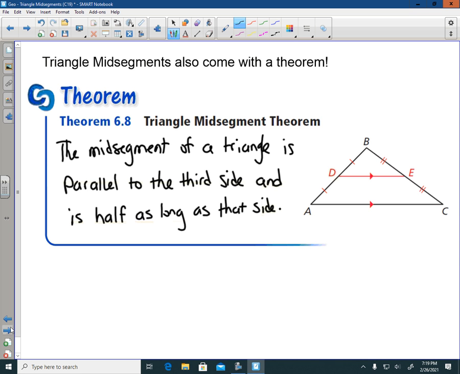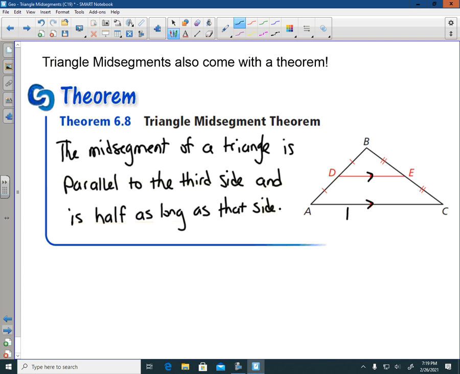The first thing we know is that if you have a midsegment, it's going to be parallel to the third side. And that's kind of cool. Just by the nature of being a midsegment, you already know that those lines are going to be parallel. The other thing that we know is that the midsegment, in this case DE, is half as long as the third side, in this case AC. In other words, if you take the measure of DE and you multiply it by 2, you get AC.